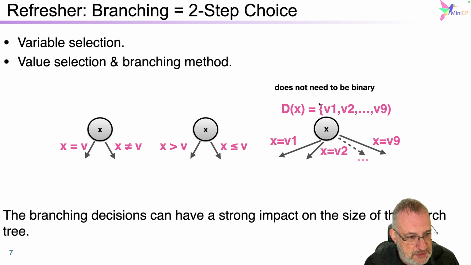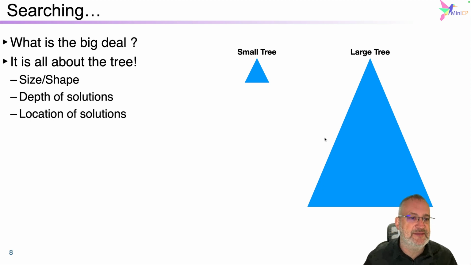There are lots of options for how we do that branching method, and we're going to look at some alternatives. Now, what's important to realize is that these branching decisions do have a strong impact on the size of the search tree, and therefore the search effort that we have to do in order to find a solution, or an optimal solution in the case of optimization. Why is that? Well, that's because it all impacts the tree. It will impact its size, its shape, the depth at which we find solutions, as well as their location within the tree.